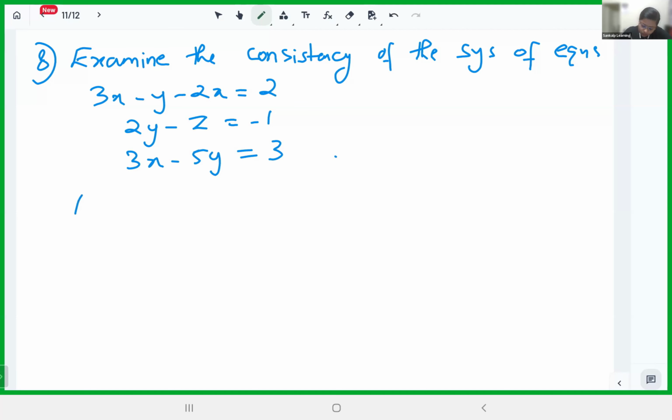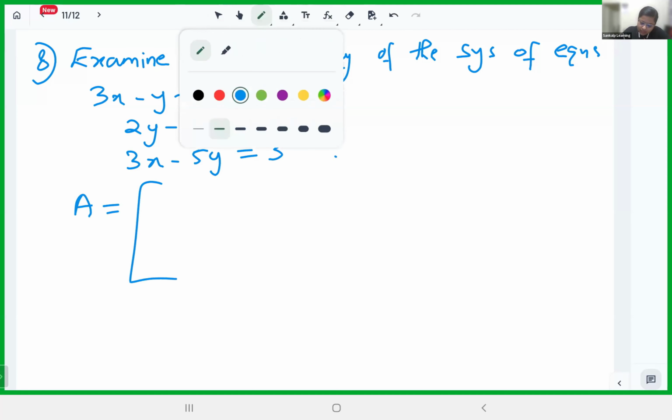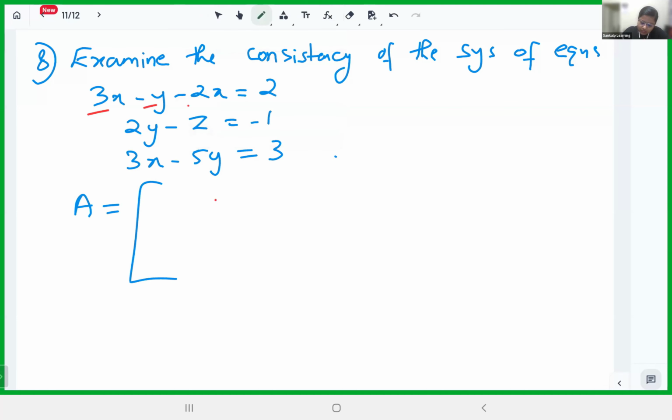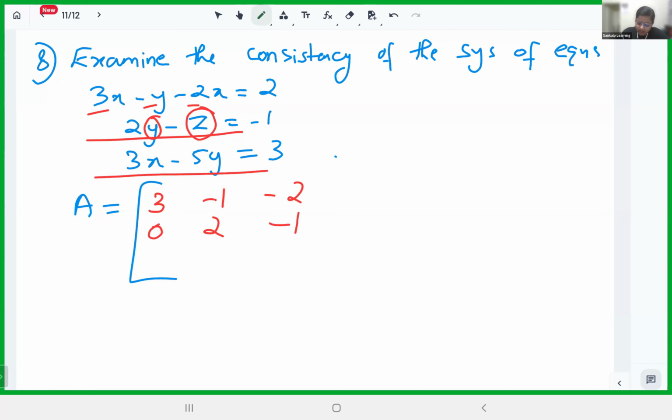For that you have to write the matrix A, right? The matrix A is nothing but the coefficients of the unknowns, in order. So these are the coefficients of the unknowns in the first equation. What are they? 3, minus 1, minus 2. Now consider the second equation. What is the coefficient of x there? 0. There is no value relating x, so the coefficient is 0. And what is the coefficient of y? It is 2. What is the coefficient of z? It is minus 1, right? Minus z means minus 1. And consider the third equation. What is the coefficient of x there? It is 3.